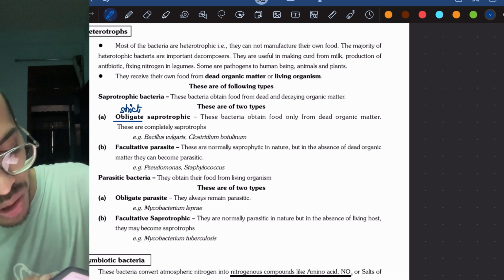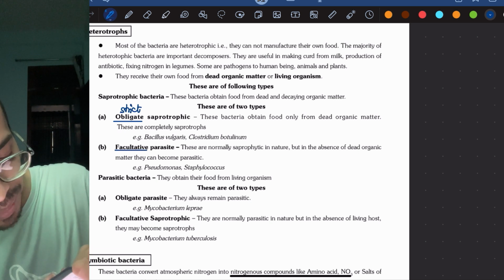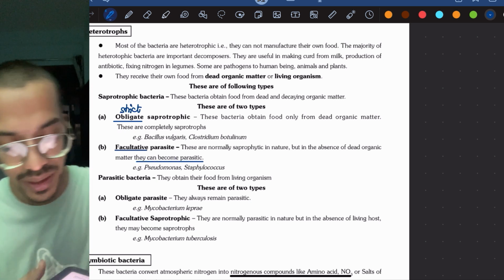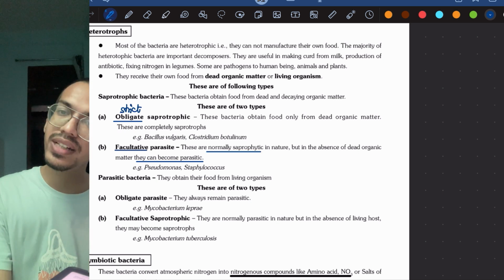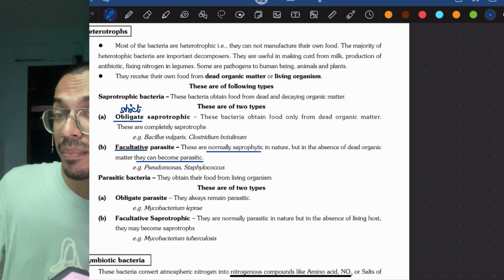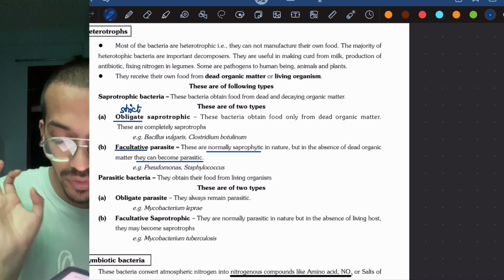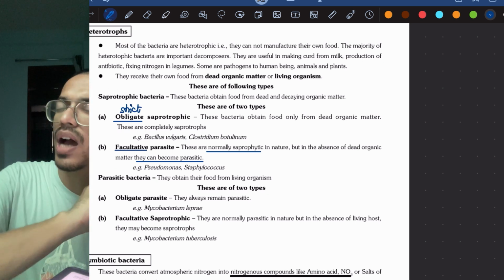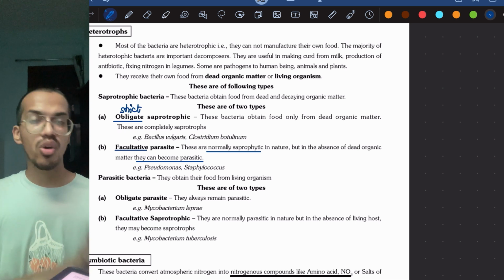They are normally saprophytic, but they can become parasitic. So facultative means if the choice is there, they will become. Obligatory saprophyte means they will only and only live on dead decaying organisms. So this is saprophytic bacteria. Same goes with parasitic bacteria: obligatory parasite means 100% parasite, meaning they can't survive on dead decaying organisms or any other way.